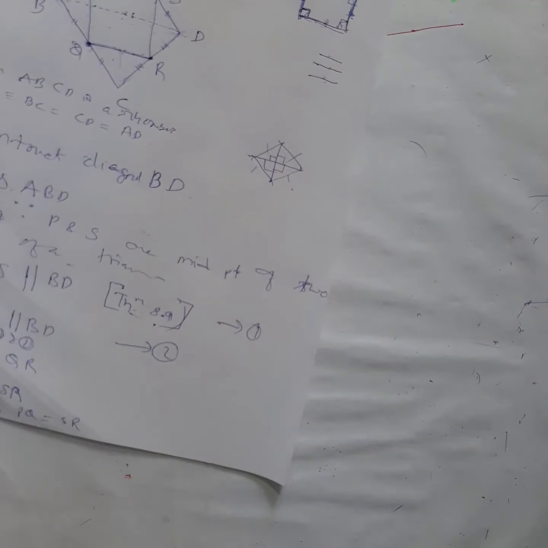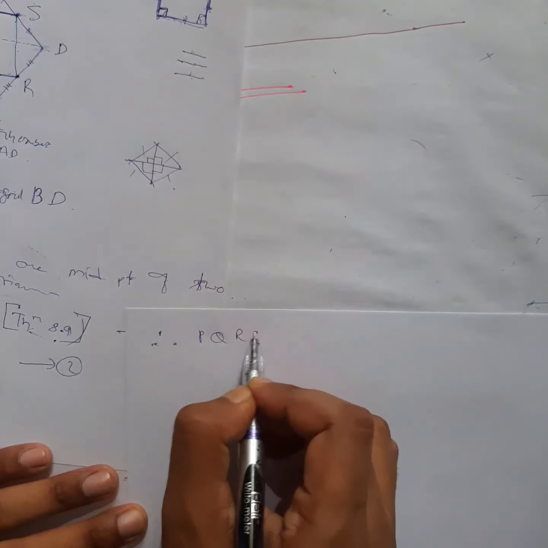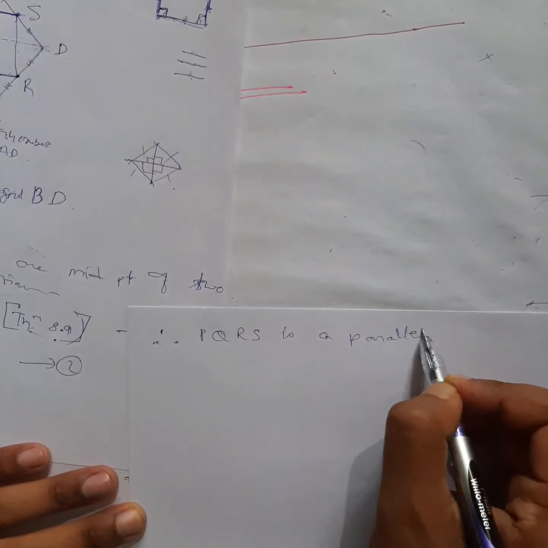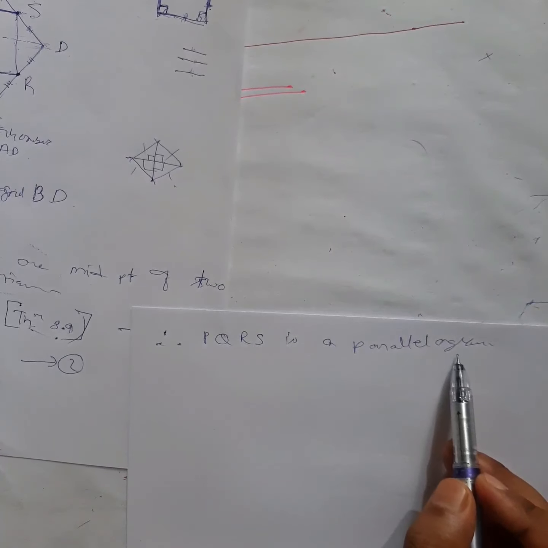Next step, what you can write? Therefore, PQRS is a parallelogram, we have shown. So parallelogram we have shown. Now we have to show it is a rectangle, right?